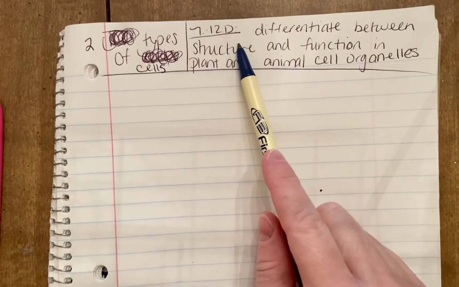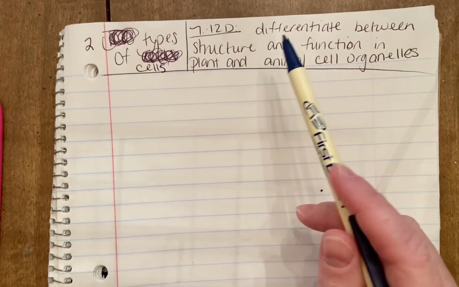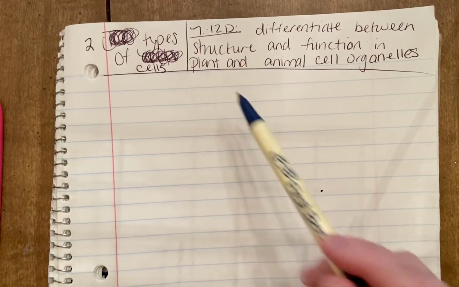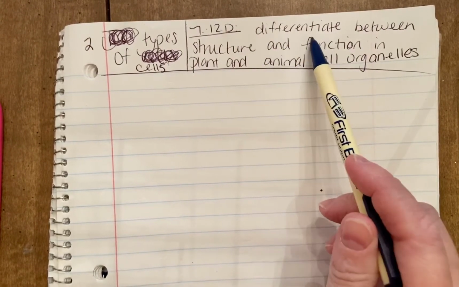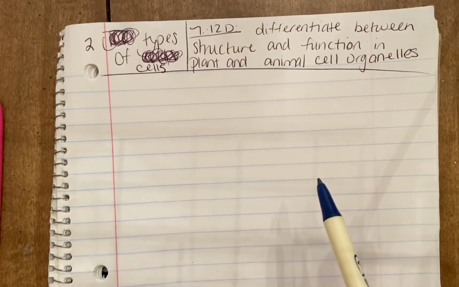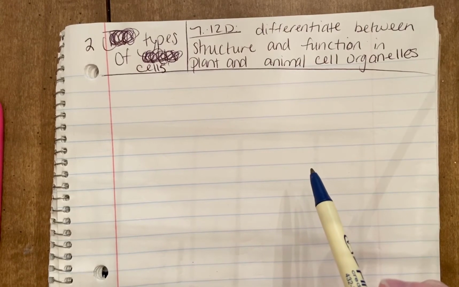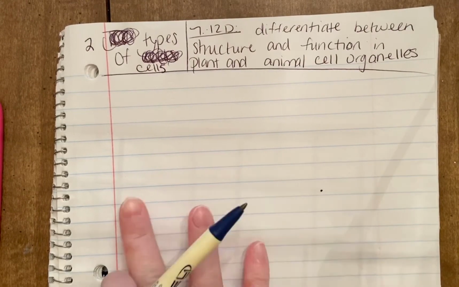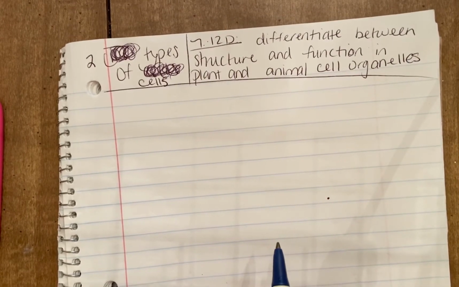So don't forget to write your TEK. The state of Texas wants you to be able to differentiate between structure and function in plant and animal cell organelles. All right, so the first thing we're going to learn about is prokaryotic cells.